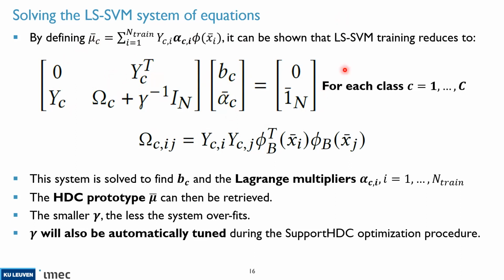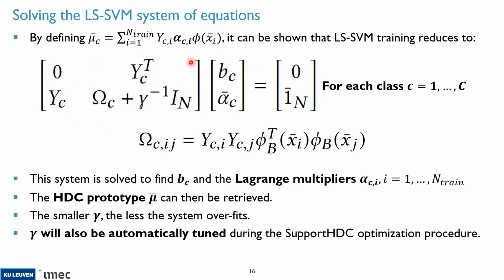So we can invert the system, for example, in Python to get BC and alpha C. And then we can find back the HTC prototype vector mu-C that we are trying to find by a linear combination of all the feature encoded data points in the training set, modulated by the Lagrange multipliers that are found by solving this linear system of equations.